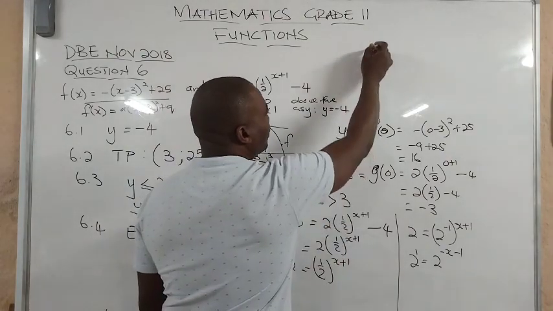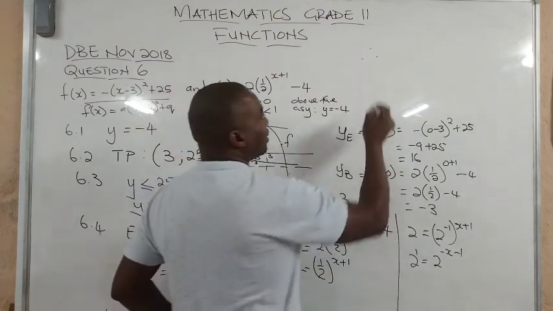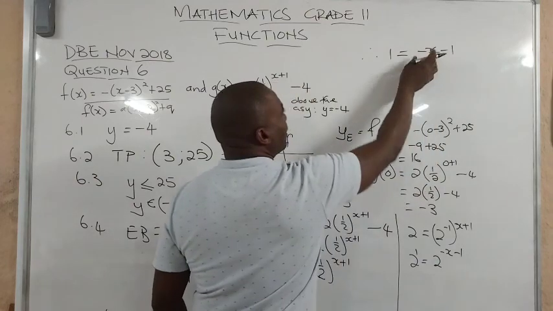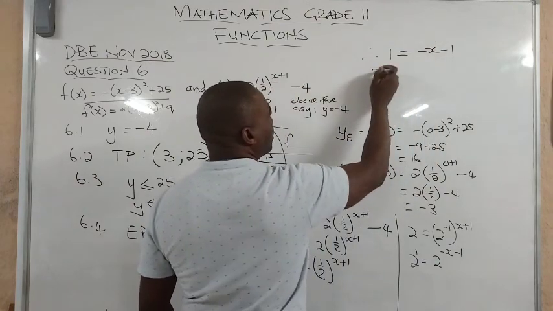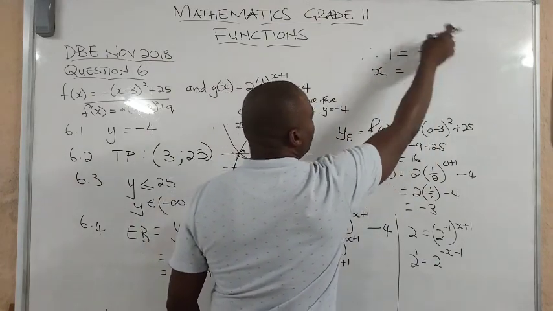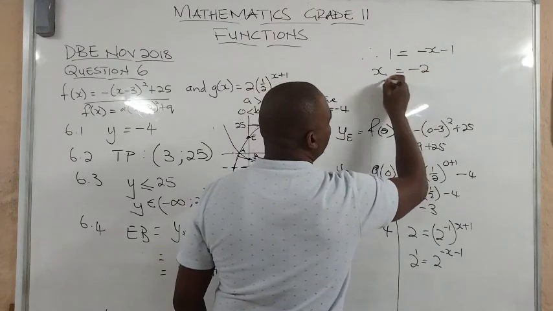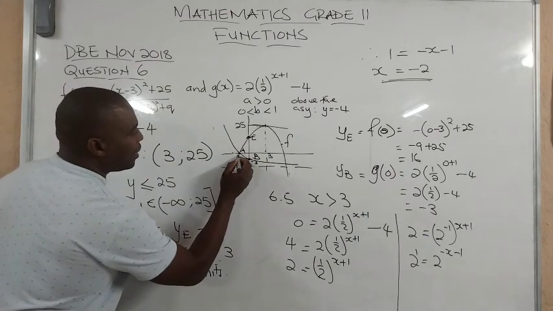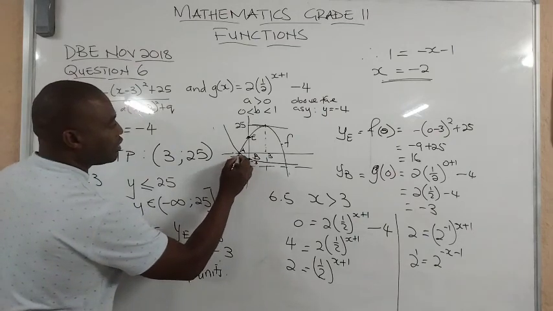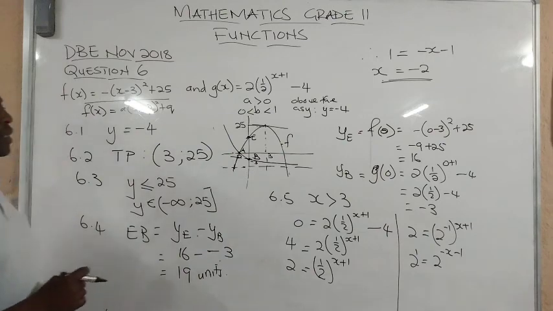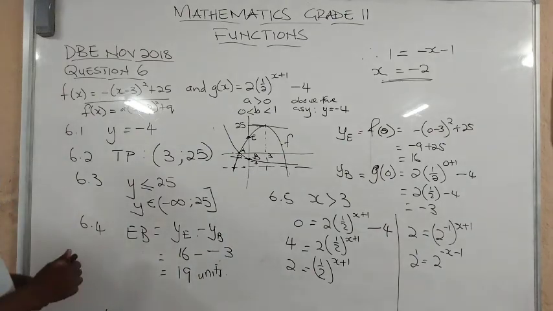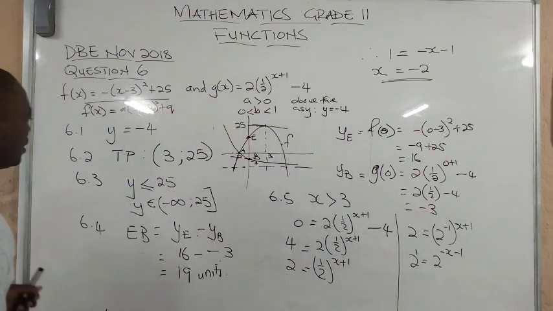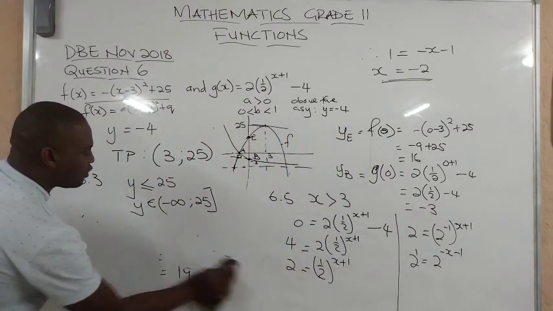So therefore, allow me to move to this space. 1 is equal to negative x minus 1. Take the negative x to this side, and then the 1, so it will give us negative 2. So we are basically saying here, x is negative 2 at this point. So the coordinates of A, we know now it's negative 2, 0.